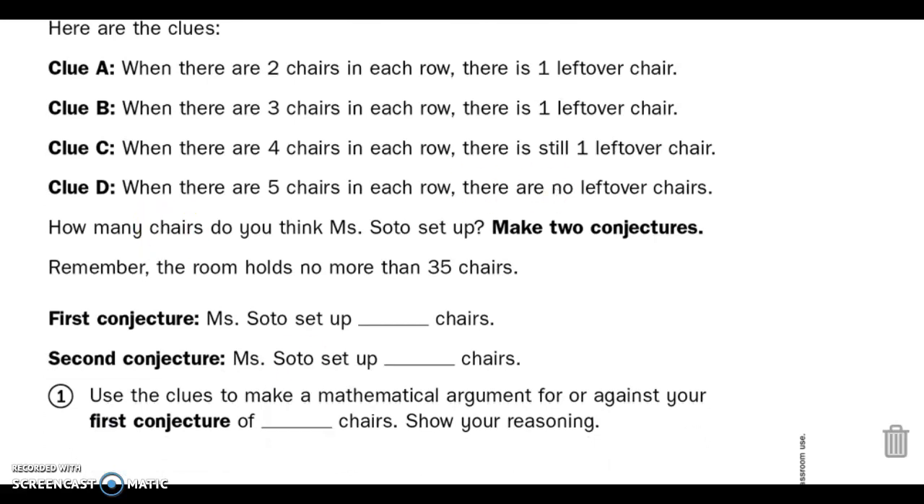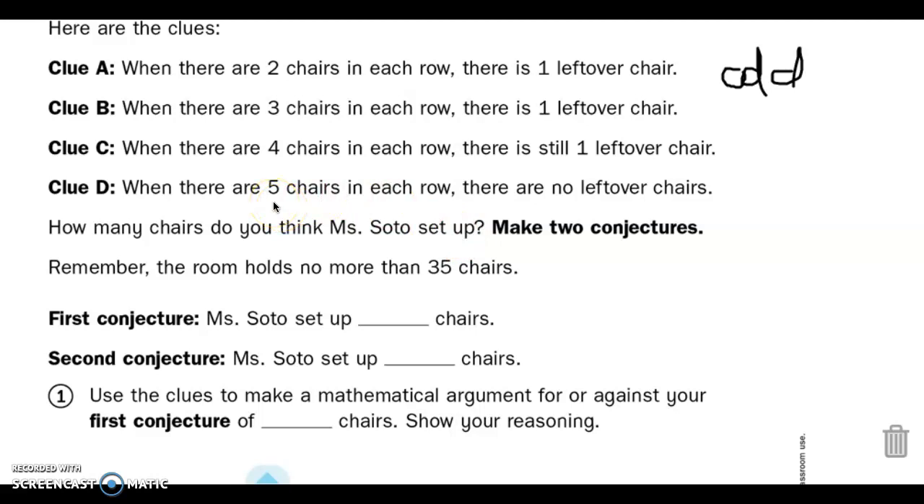The clues again, what do they tell us? Well, when there are 2 chairs in each row, there's 1 chair left over. We know that any number times 2 is always even, plus 1 more makes it an odd number. So our answer needs to be an odd number. Okay, then when we have rows of 3 chairs in each, there's always 1 chair left over. And when we put them in rows of 4, there's still 1 chair left over. Now when we put this number into 5 chairs in each row, there are no leftover chairs, which means the amount of chairs has to be a multiple of 5.